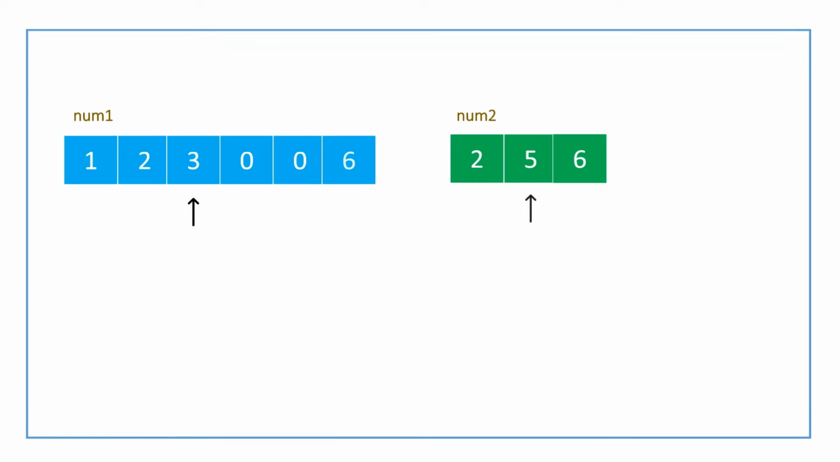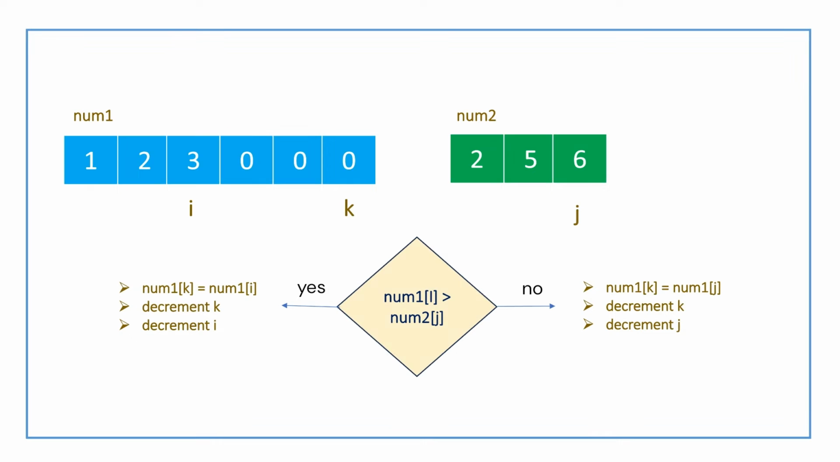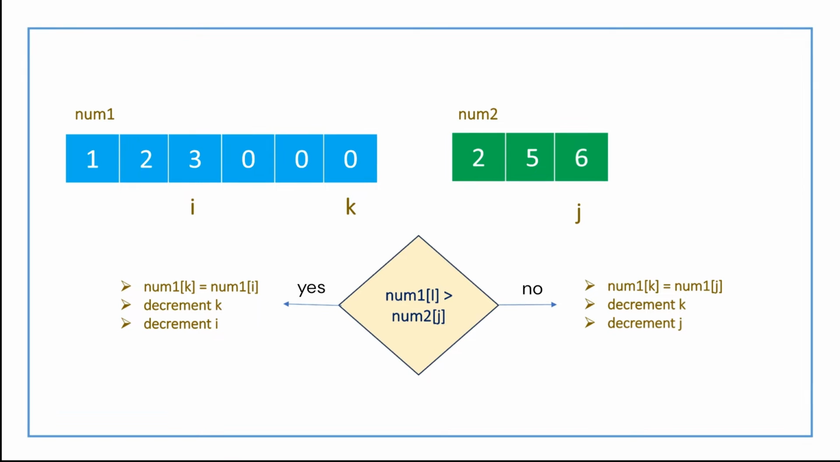So our approach to solve this question is we'll start from the highest values. That is, we start from the end of the array. We compare values and place the maximum value at the end of the first array num1. To do this, we require three pointers. I points to the last non-zero element of num1. J points to the end of num2, K points to the end of num1.